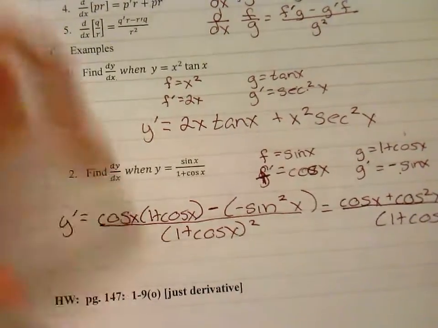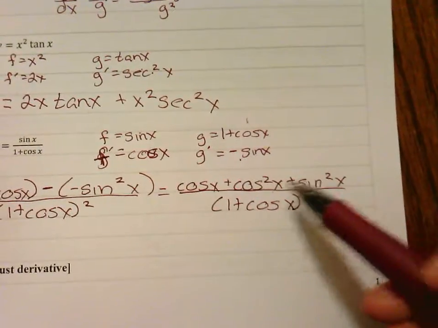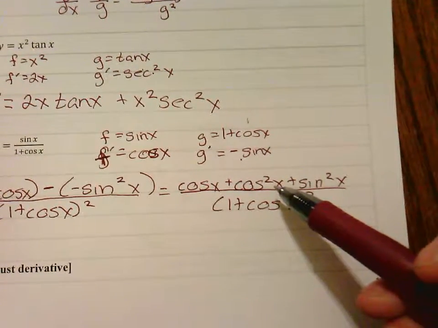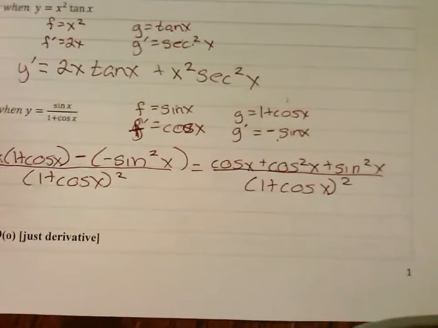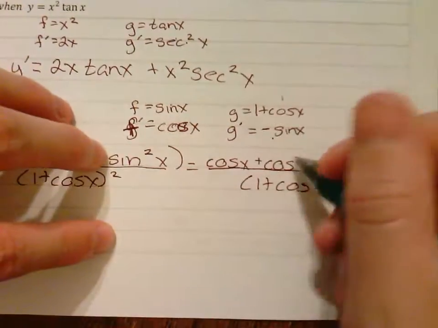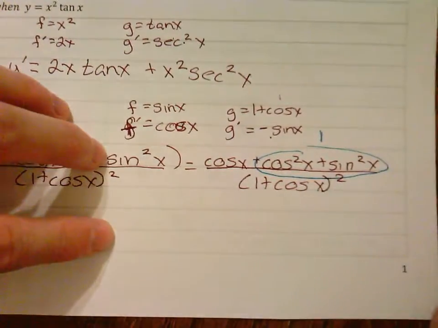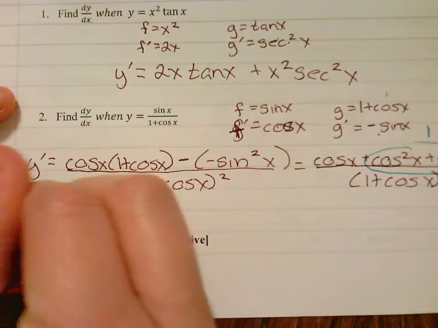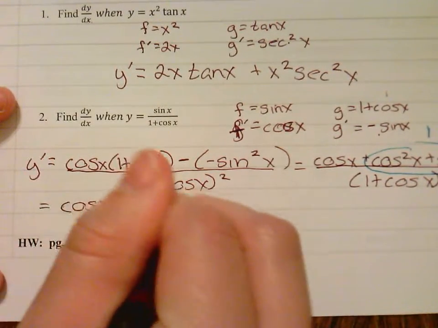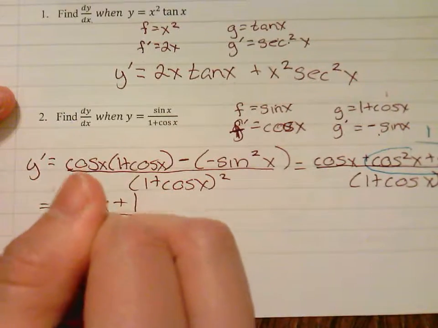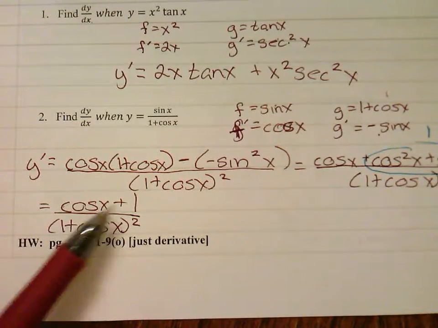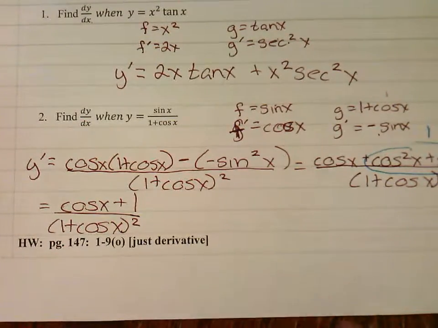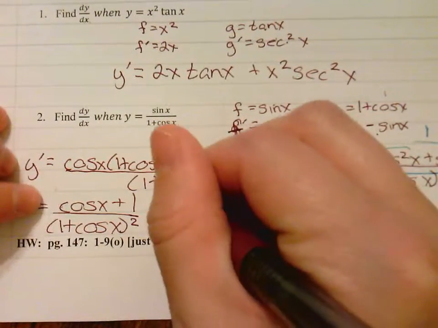Okay, and I hope you see this. This is the identity. Remember the identity, sine squared x plus cosine squared x equals 1. So that's a trig identity. So this is going to turn into a 1. So that's going to be cosine x plus 1 over 1 plus cosine x squared. There's one more thing to this derivative. We have cosine x plus 1. That's the same thing as saying 1 plus cosine x. So I'm just going to use a commutative property of addition.